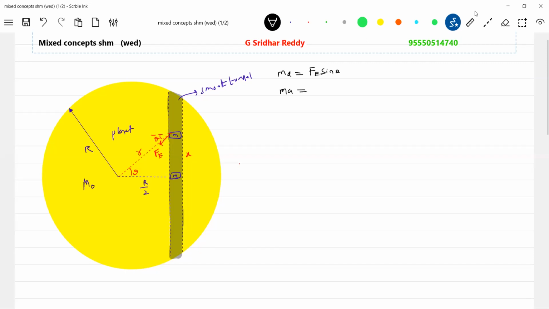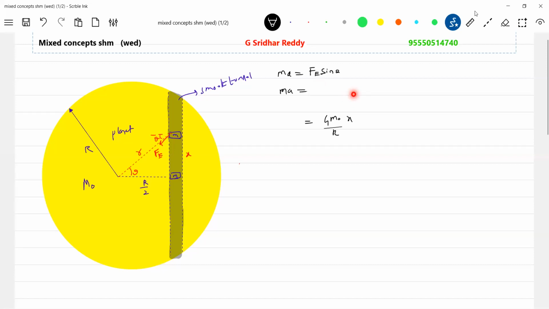Therefore this will become Ma equal to Fe sine theta. Ma, what is Fe? G m naught r by R cube. Will I agree this formula? What is the gravitational field strength inside the solid sphere? G m naught small r by R cube into, okay, this will be sine theta. What is sine theta from the diagram? It will be X by R.